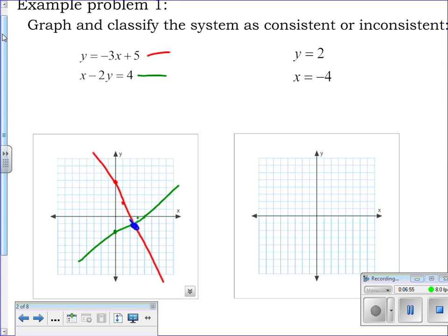But the question is, is this consistent or inconsistent? Do I have a solution? Yes, so this would be a consistent system.